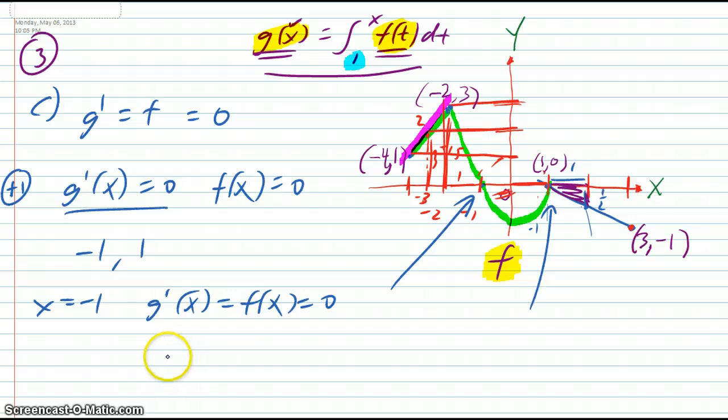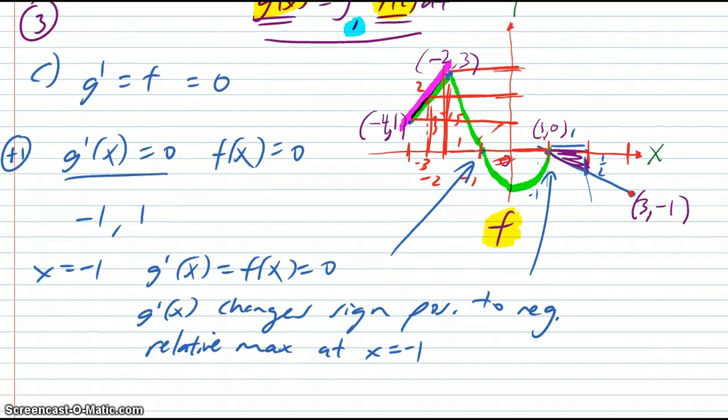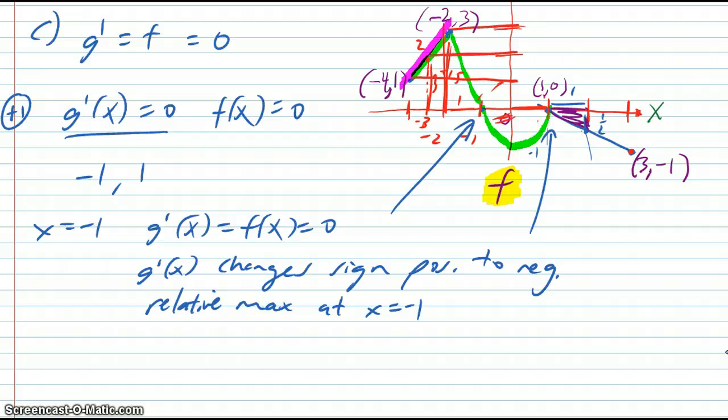We have g prime of x changes sign from positive to negative. You probably want to write the full words on the test. And so if it's going from positive to negative, that means increasing to decreasing. So what we have is a relative or local max at x equals negative 1. And so that's good. And then we'll move to our other point, which is x equals 1.